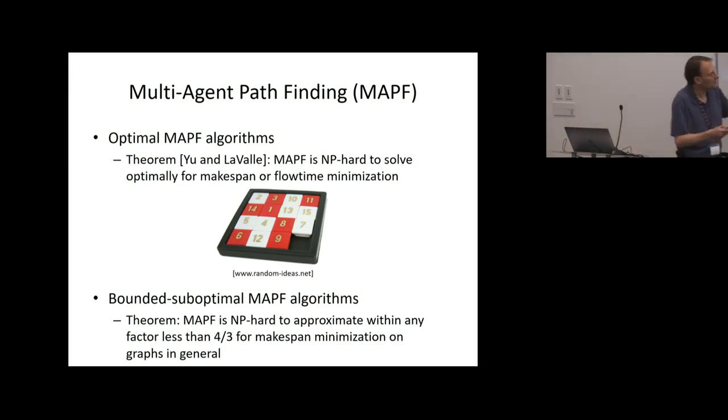Now, notice that this has some restrictions. It is only known for makespan. It's not known for grids, but only for graphs in general. But at least it is suggestive of the fact that it might be NP-hard to find bounded suboptimal solutions as well.